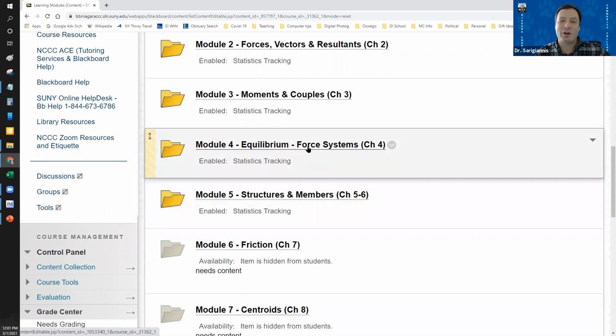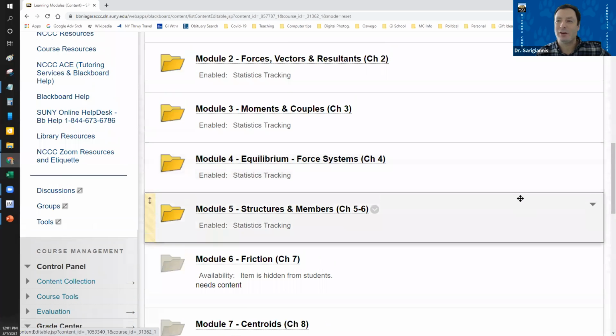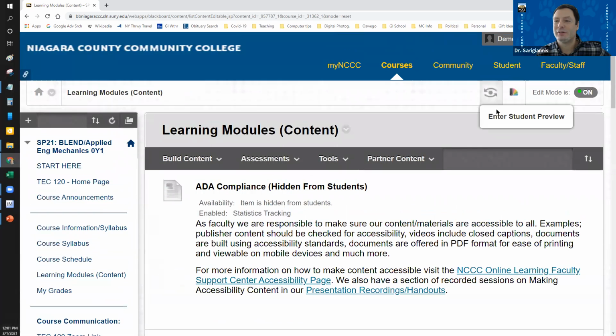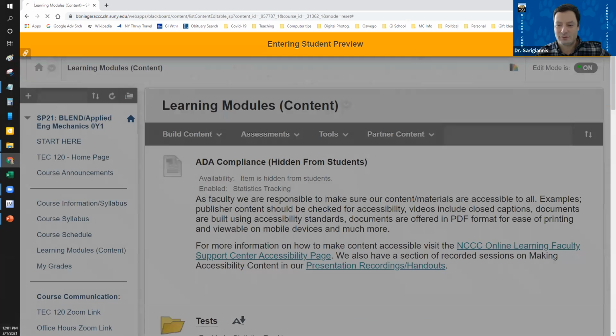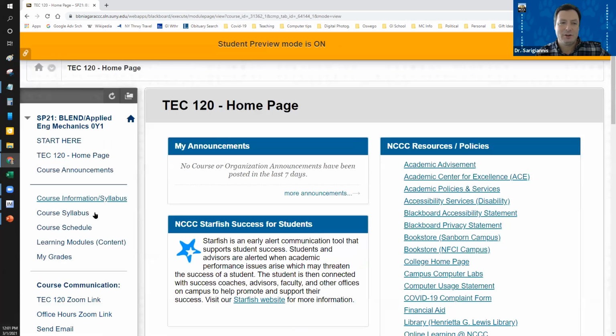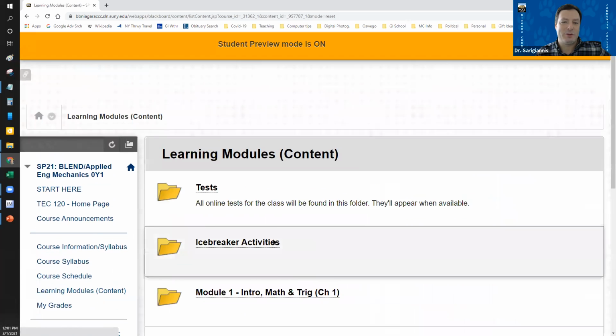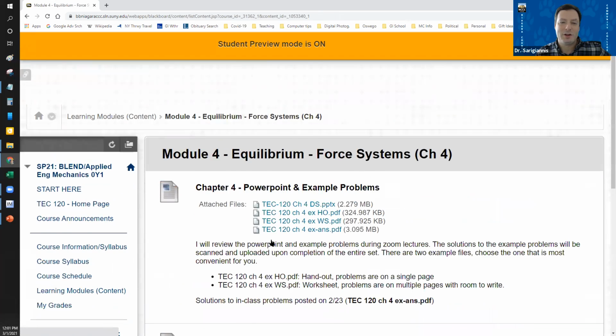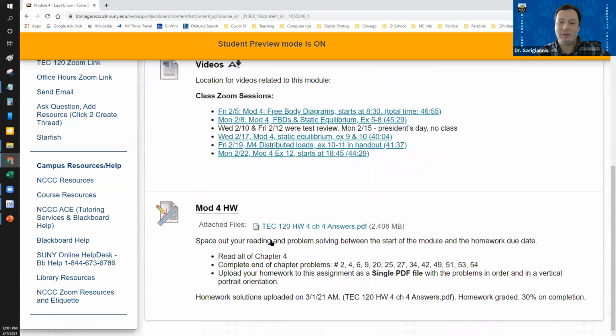In module 4, if you go in there, oh, let me go into student preview mode. Go into student preview mode and go to module 4. I've done what I did before. I attached the answers to the homework. Normally I boldface this, but I forgot to do that. The homework solutions, I uploaded them actually this morning.